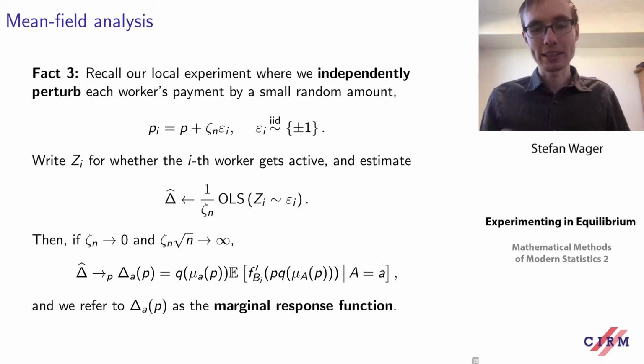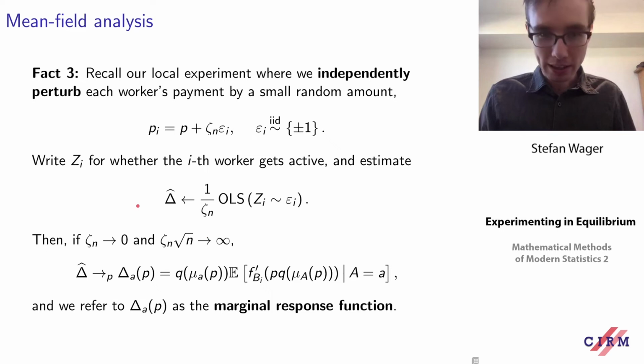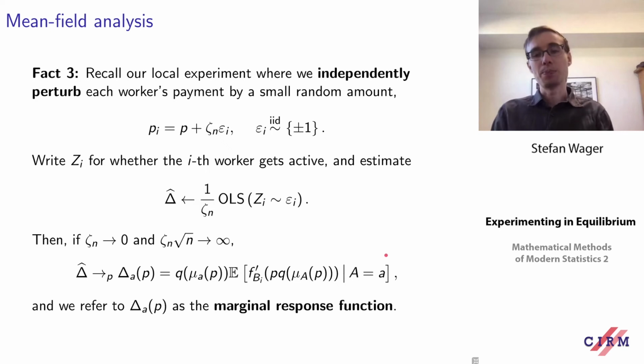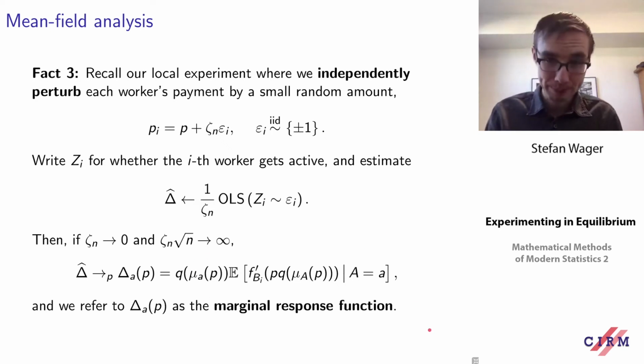Then we're going to look at, if we pay people plus 10 or minus 10 cents, is this going to change their marketplace participation decisions? If we run this experiment and then regress marketplace participation on these exogenous shocks, then as long as the size of these shocks goes to 0, but not too fast, you can check that this delta hat converges to the marginal response function, which has the following form.